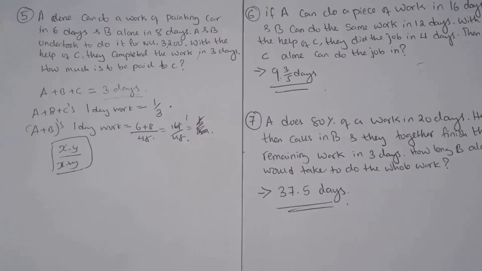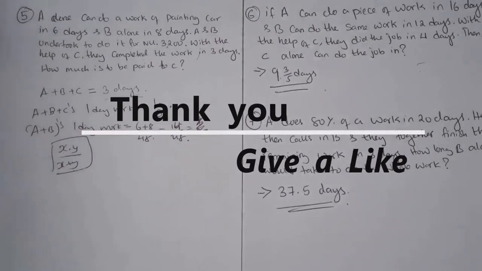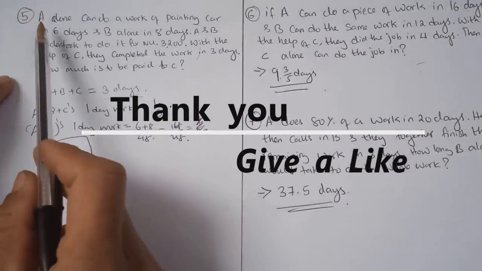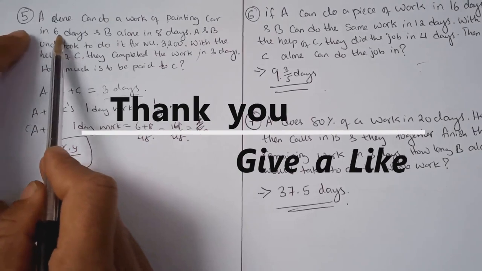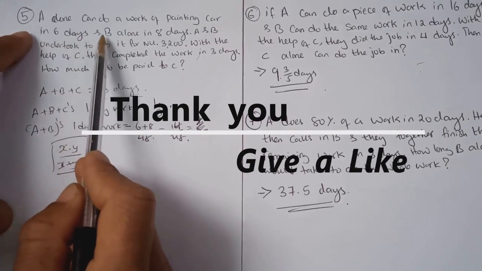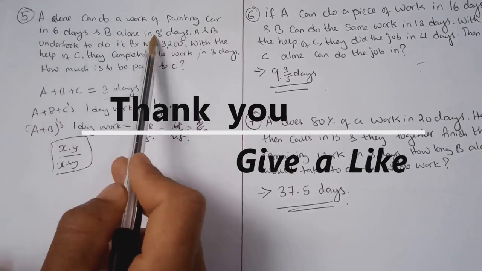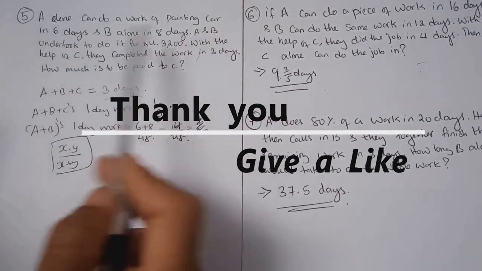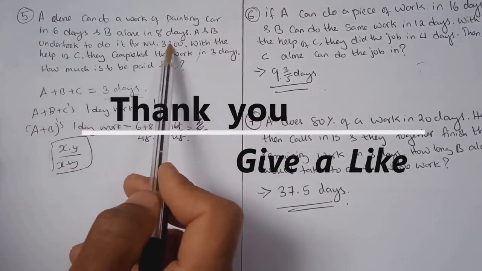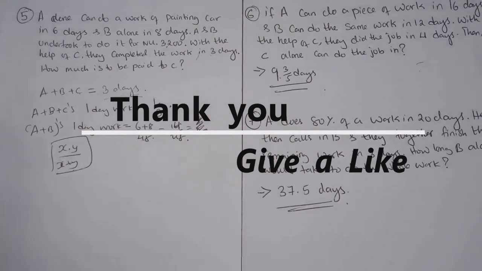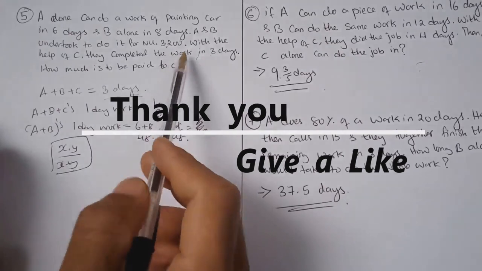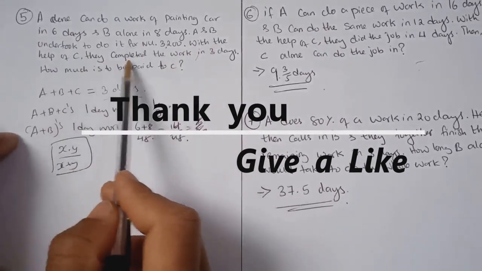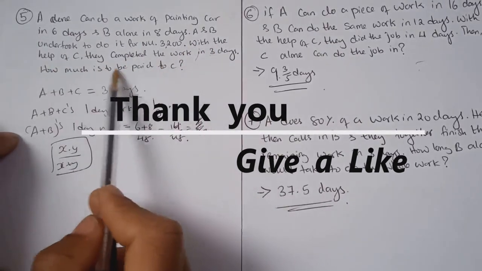Question number 5. A alone can do a work of painting a car in 6 days. B alone can do it in 8 days. A and B undertook to do it for 3200. With the help of C, they completed the work in 3 days. How much is to be paid to C?